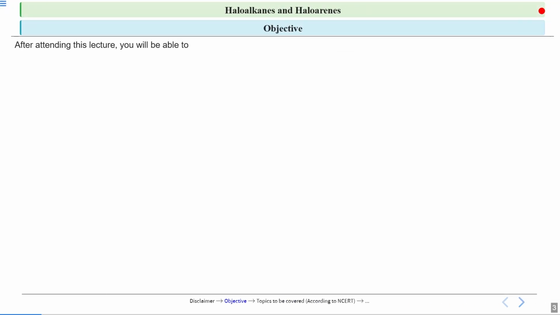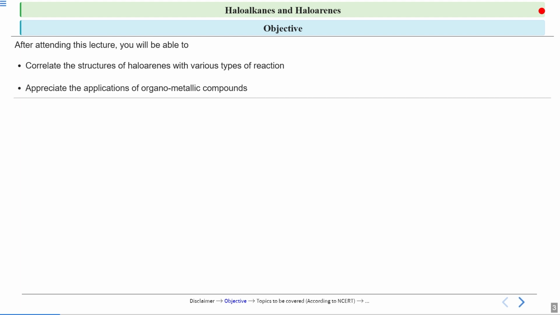Objective. So today's lecture objective: after attending this lecture, you will be able to correlate the structures of haloarenes with various types of reactions, and you will be able to appreciate the applications of organometallic compounds.